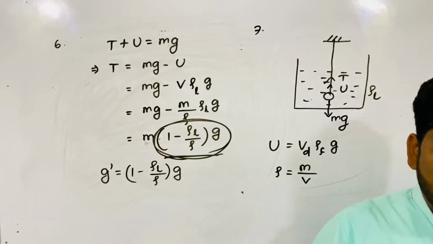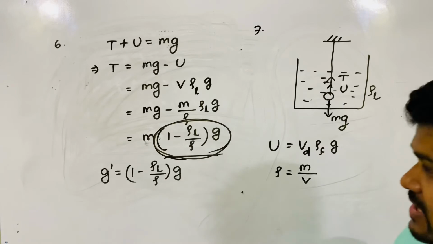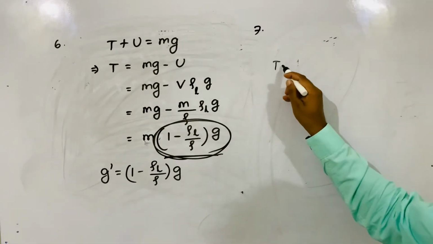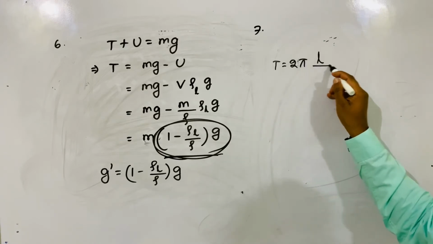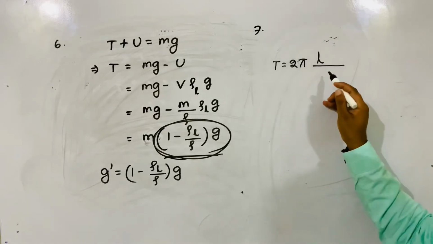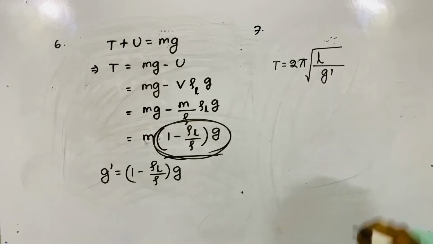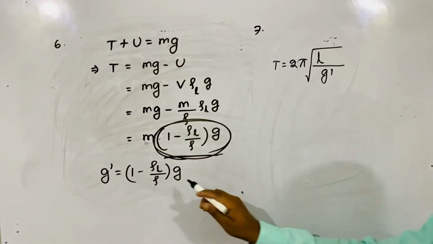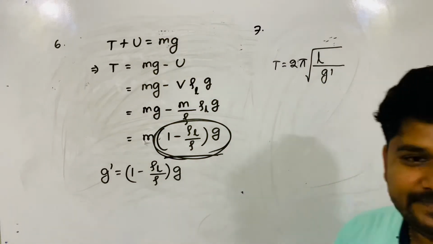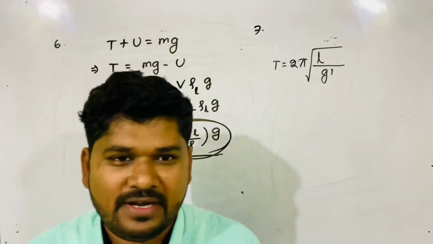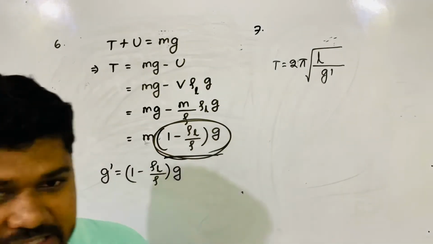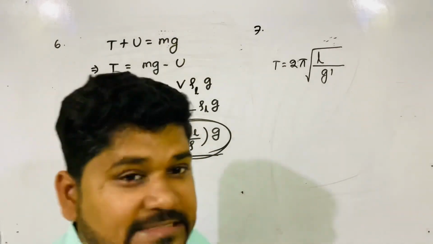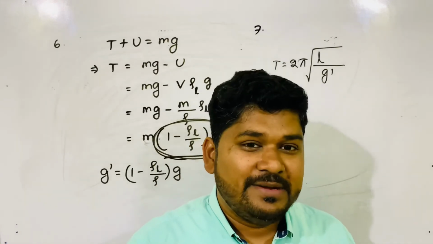Okay. So what to write here? Time period T is equal to 2 pi root over L by g dash. Then the g dash value we will put here, and then you will get the expression of the time period of the pendulum. You will put the g dash expression. Okay, so this is the pendulum when it is inside the liquid, meaning the pendulum entered in fluid.